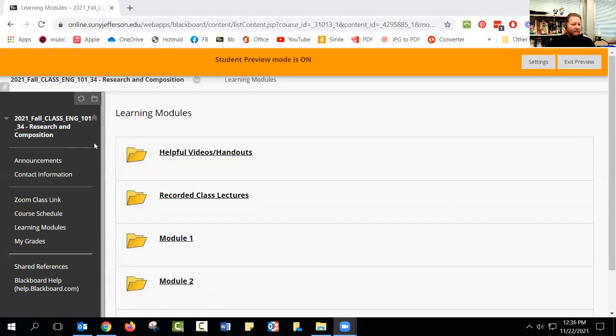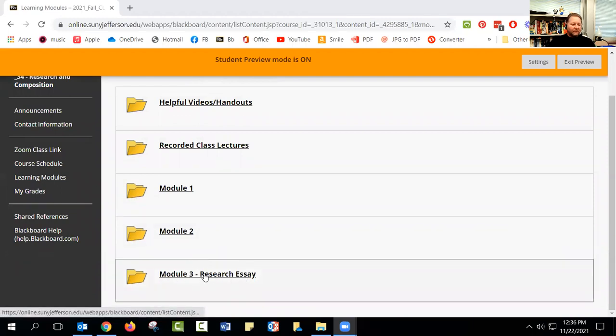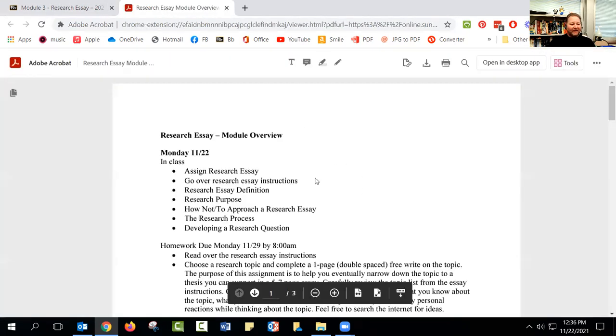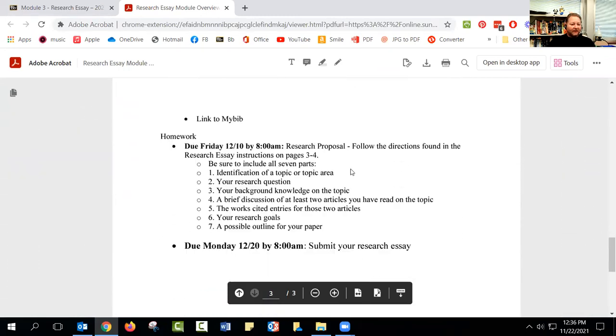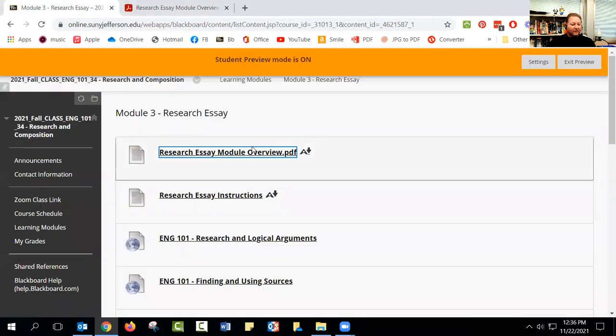Inside of the learning modules, you should see Module 3 open up. Module 3 is the research essay. And I had to change the overview a little bit because it is so long and detailed. So instead of just putting the overview where you could see it right here, I just turned it into a PDF. And when you look at it, you'll understand why I did that. So this is the module overview. It's very detailed. There's a lot of stuff on it here. And I just thought it would take up way too much space at the very top of the module page here. So just a PDF instead.